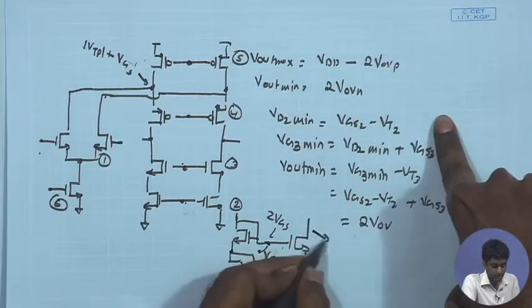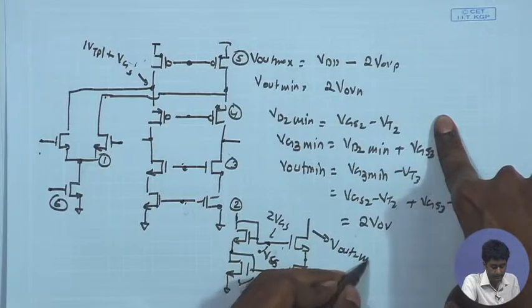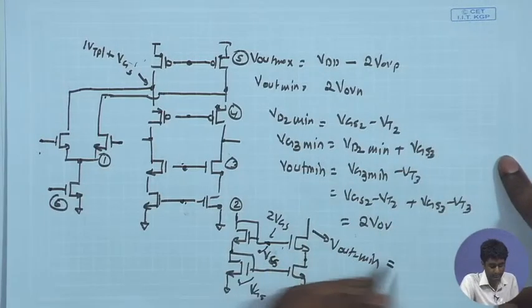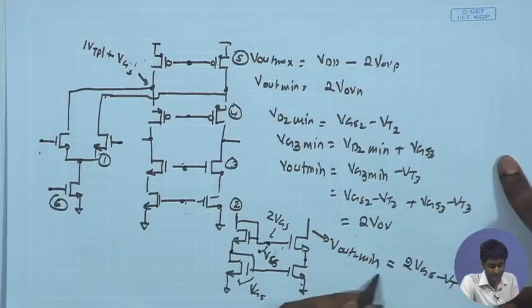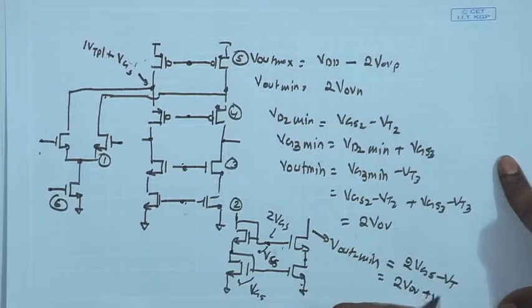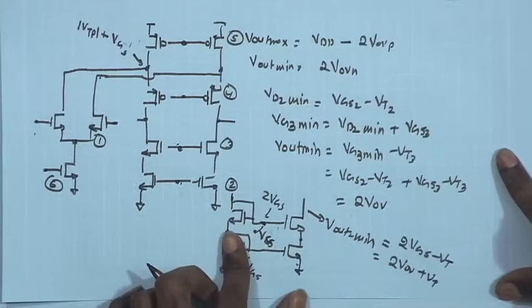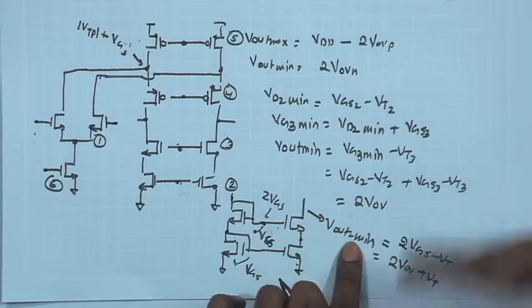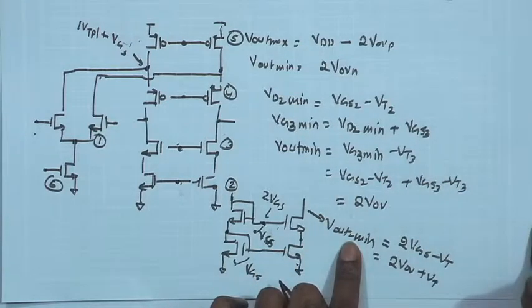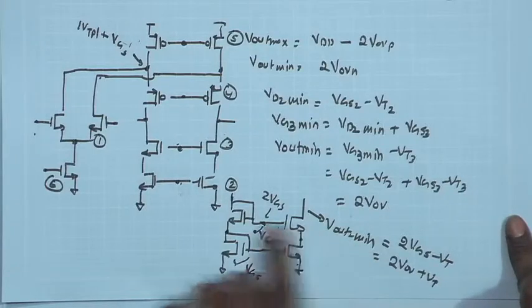So, here the V out min, if I use this kind of biasing, can be at the min 2 VGS minus VT, which is basically 2 V overdrive plus VT, because V overdrive is basically VGS minus VT. So, the V out min is larger by VT, and VT can be pretty significant, 0.3, 0.4 volt, and hence the V out min has been increased by that value. Therefore, this is definitely not the best case.